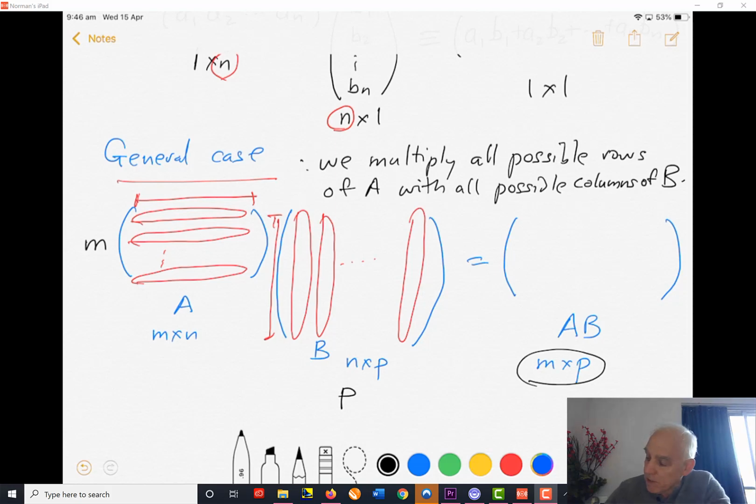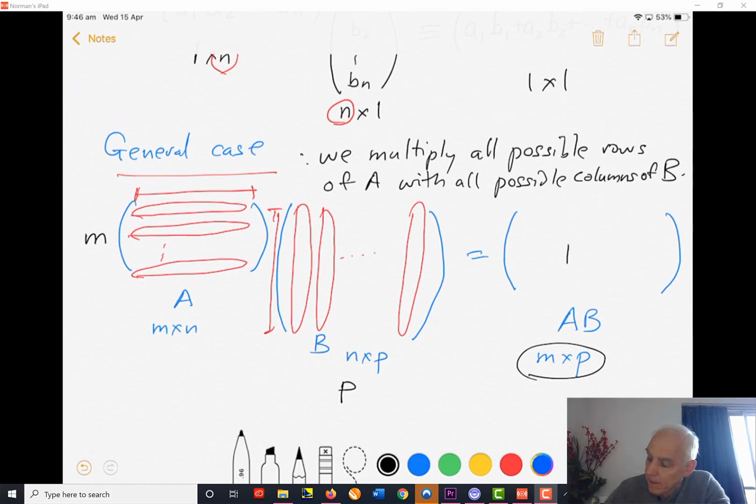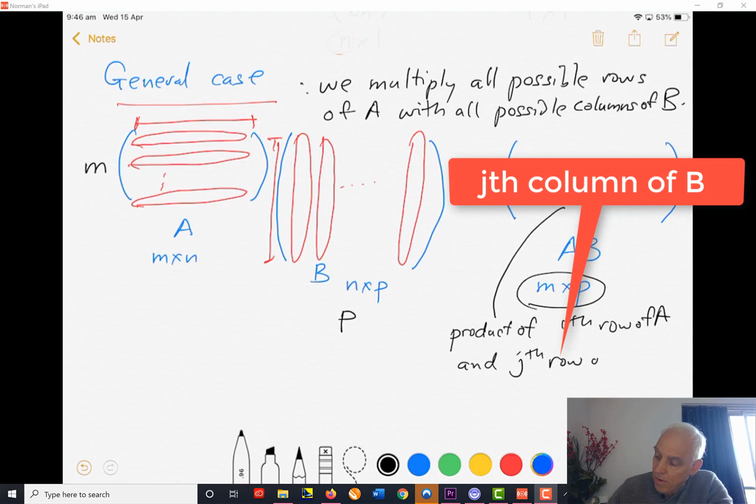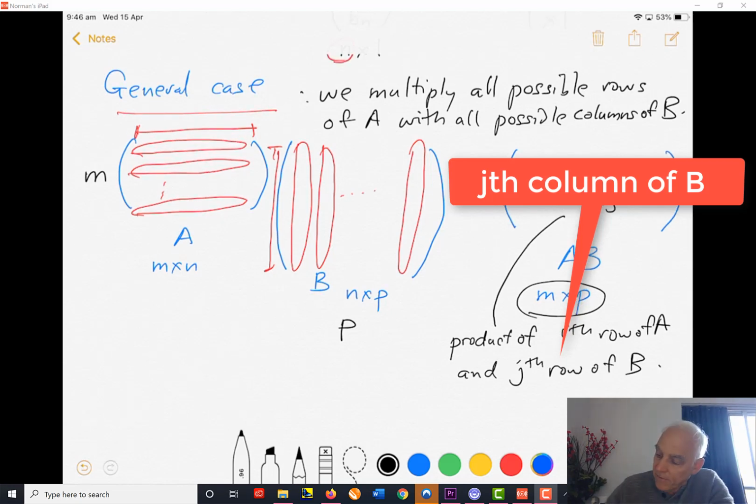And I'm going to denote that like this. Here is the ijth entry of the product AB. And what is in here is the product of the ith row of A and the jth column of B. So this is sort of like the ith thing here, and this is the jth thing here.